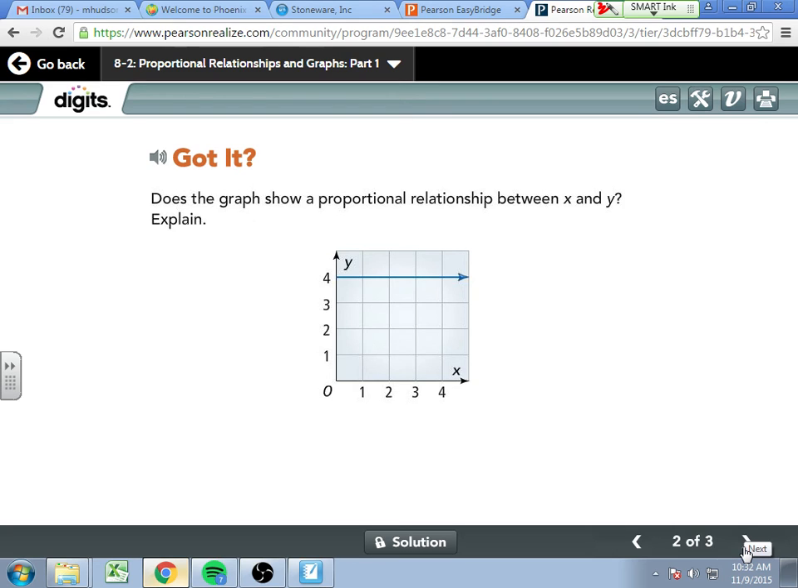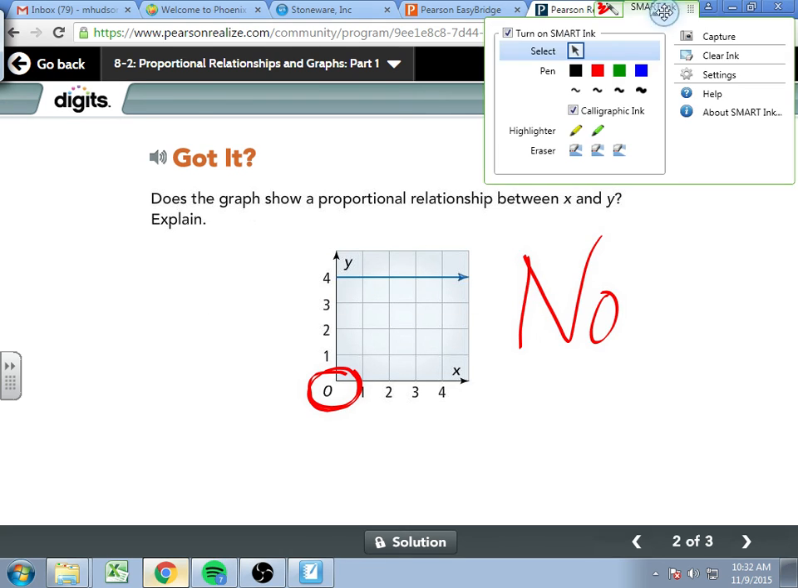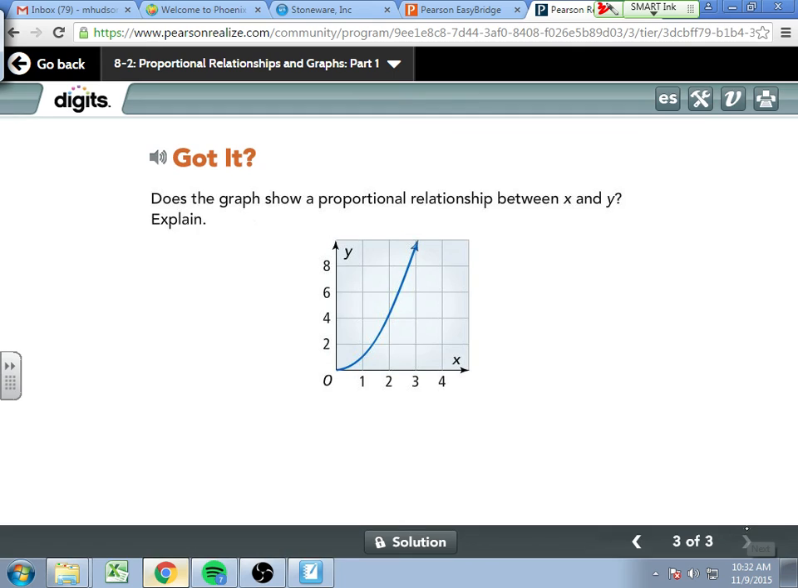Yeah, it doesn't go through my origin point. So this is a straight line, but it doesn't go through the origin. So this would be a no. Now flip to the back. I already kind of gave this away because we're working through this lesson quick. Your friend claims that that graph is proportional.